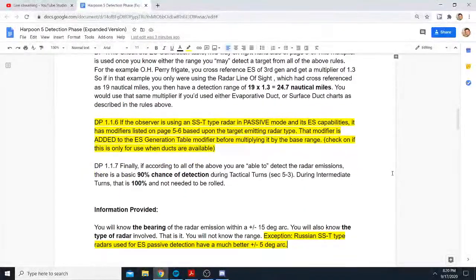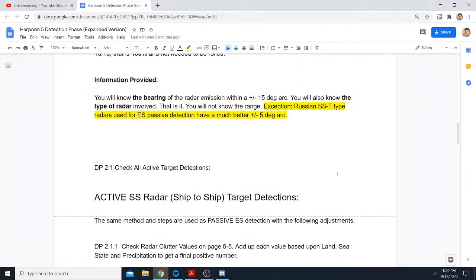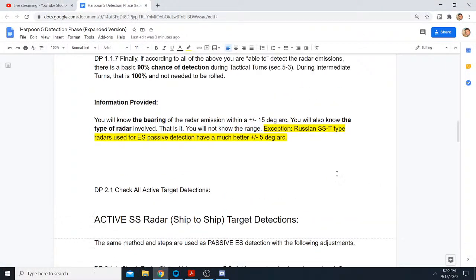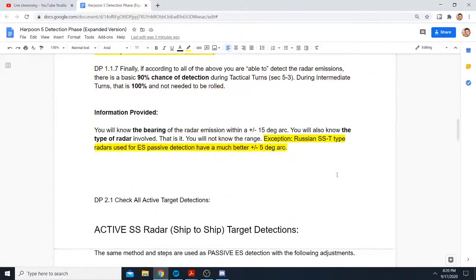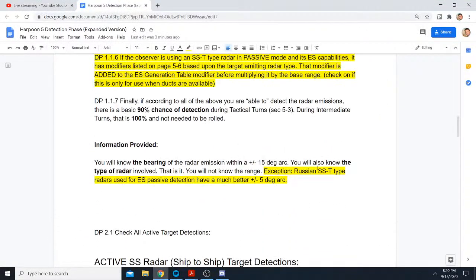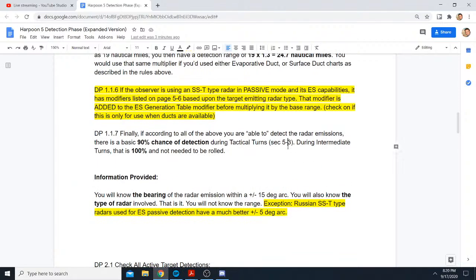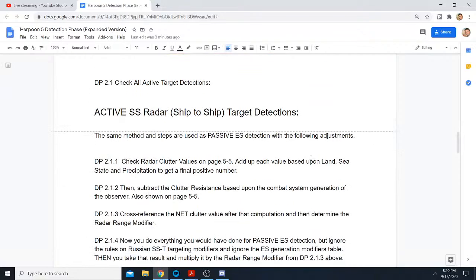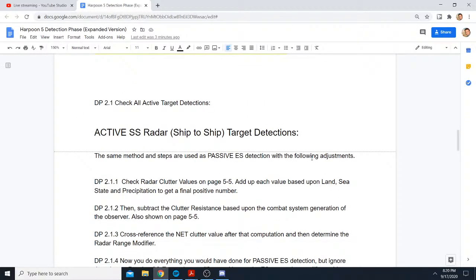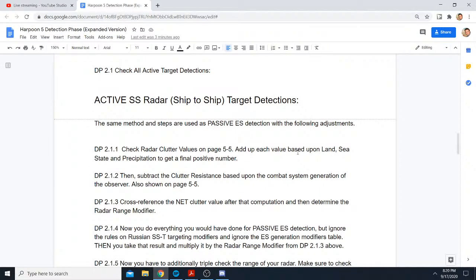Yeah, sorry about that. And again, I'll send this to the ATG group just to cleanse it a little bit, just to make sure they won't want me to remove anything else right before I send it out. But I tried as hard as I could to reference all the sections instead of just copying and pasting. All right, so we're going to move on to active surface-to-surface or ship-to-ship radar target detection.